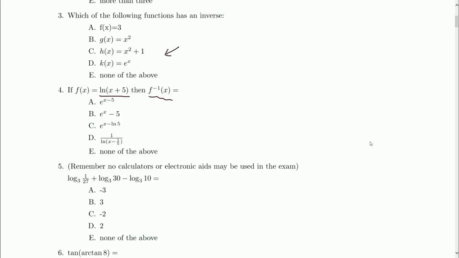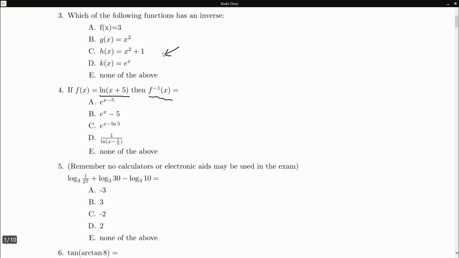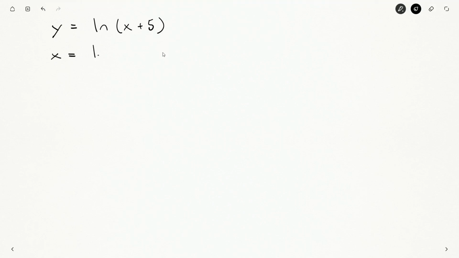And we're just being asked to find the inverse. Well, we talked about this in question 3. How do we do this? So y equals ln of, I think it was x plus 5. Let's just go back and double check. Yeah, x plus 5. What am I going to do? Well, I swap the x's and y's, and then I try to solve to get y equals.